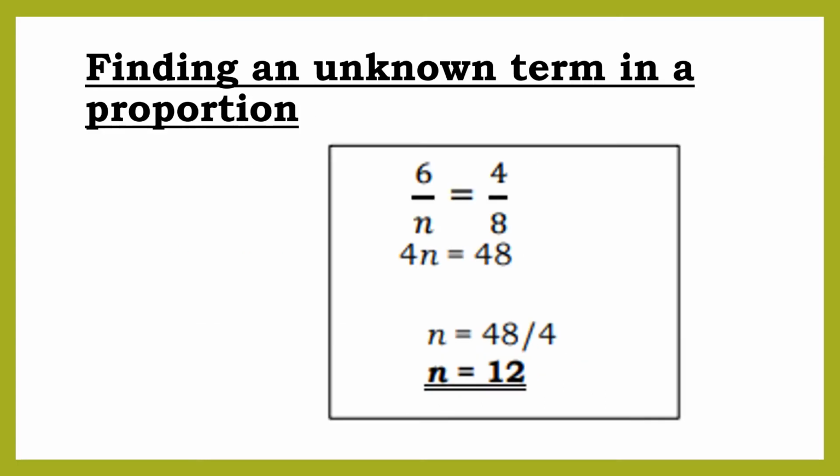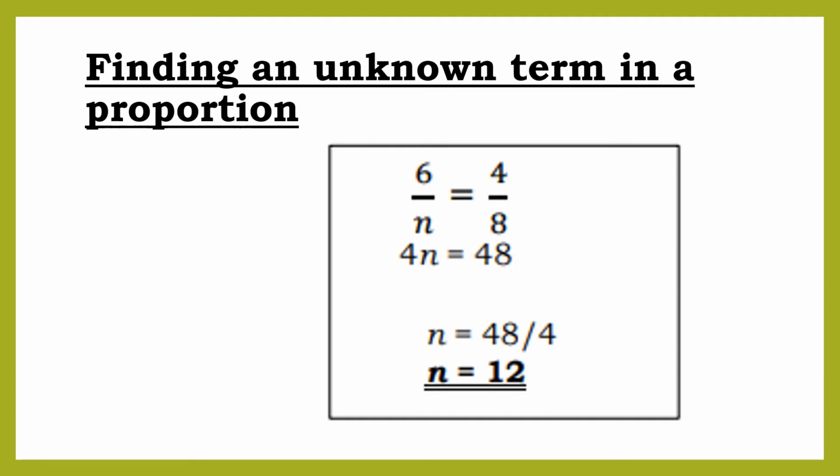In proportion, we can find an unknown term. For example, 6/n is equal to 4/8. So what we will do is multiply either the means or the extremes first. In this case, we will multiply the means first. So 4 times n is 4n, and then 6 times 8 is 48.